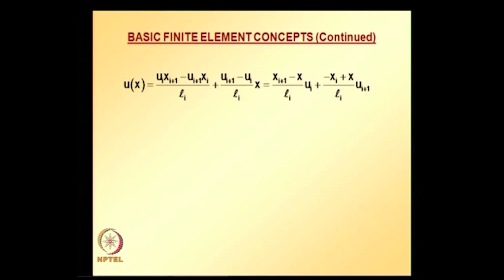Whatever is the coefficient of ui is defined as Ni, and whatever coefficient you have for ui plus 1 is defined as Ni plus 1. This Ni and Ni plus 1 are called shape functions or interpolation functions, and this is one way of deriving shape function expressions, but the other simple way of deriving these shape function expressions is known as the Lagrange interpolation technique.